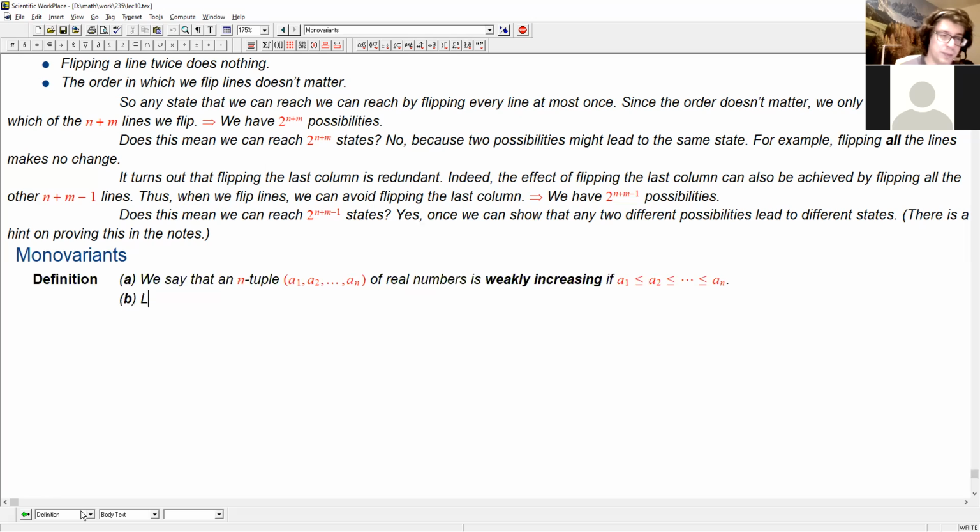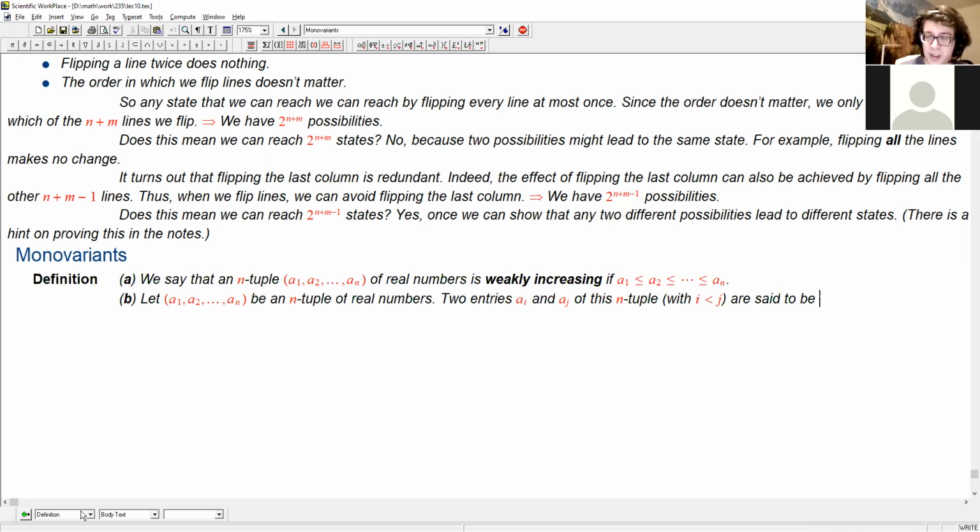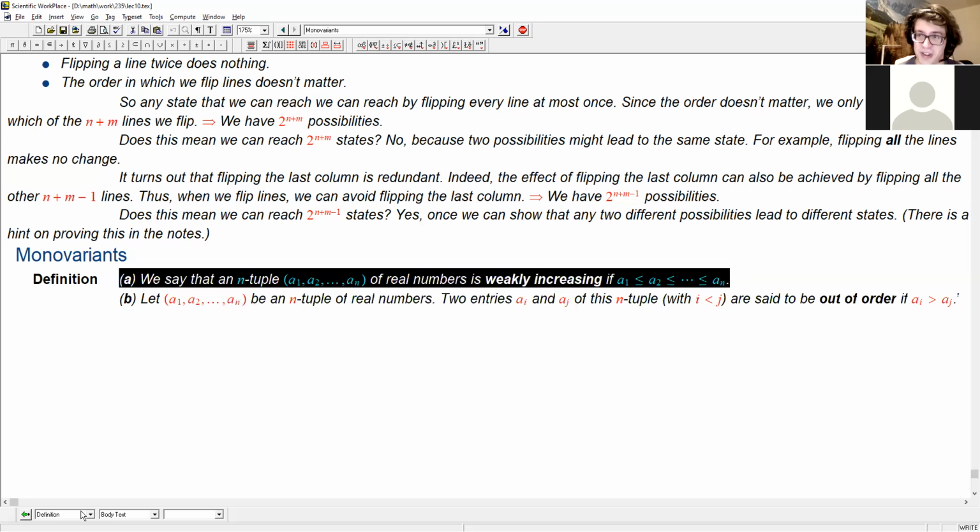And secondly, let a1 and so on to an be an n-tuple of real numbers. Two entries ai and aj of this n-tuple with i less than j are said to be out of order if ai is bigger than aj. So out of order basically means that they're not weakly increasing. So if the tuple is weakly increasing, it has no two entries that are out of order.